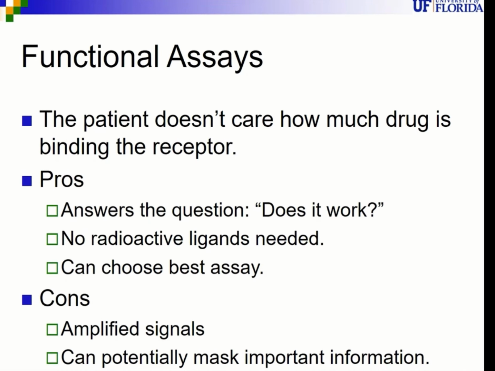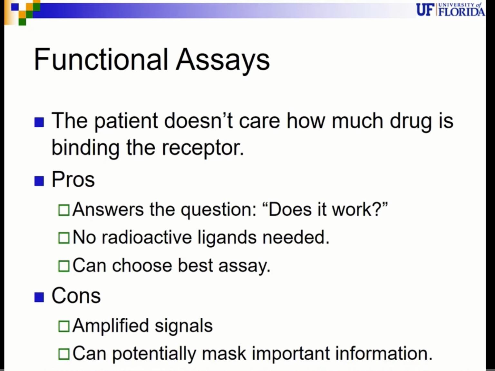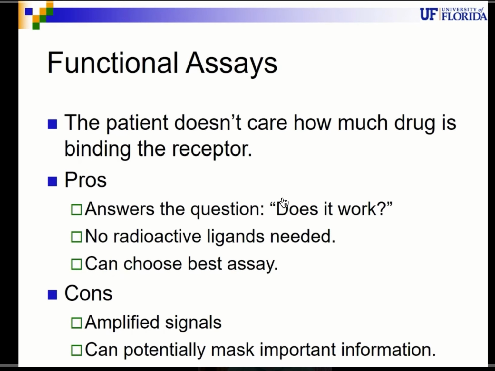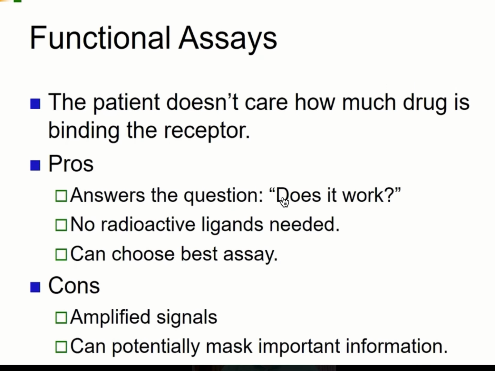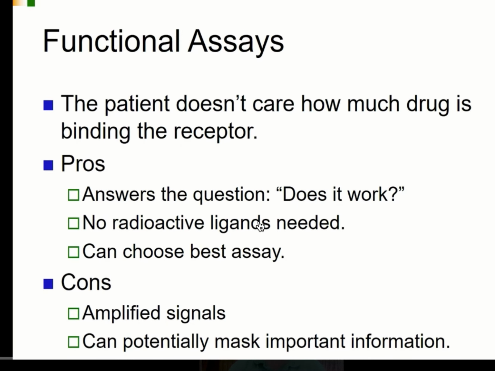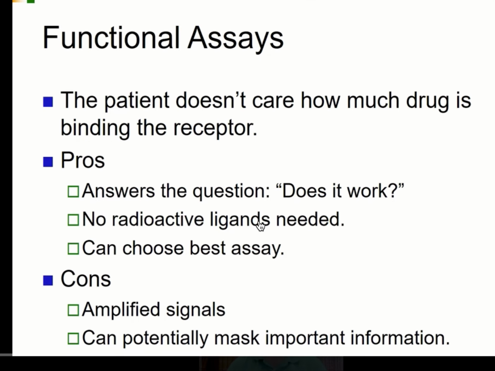We don't need radioactivity to do functional assays. We use radioactivity in a lot of our binding assays like we saw, but here we don't have to worry about any of that. And we have a lot of choice on how we're going to do our functional assays. We'll see that we can pick a number of different locations in the cellular cascade in order to choose what works best for us and what works best in our particular situation.